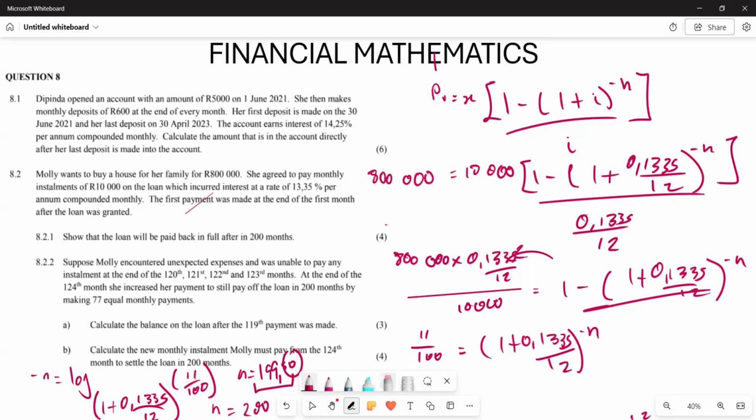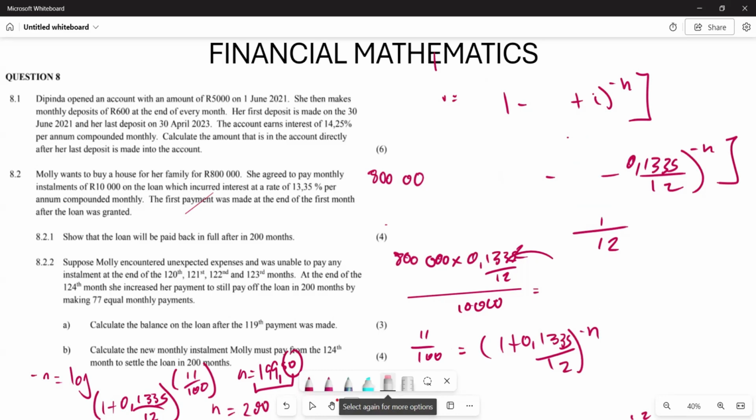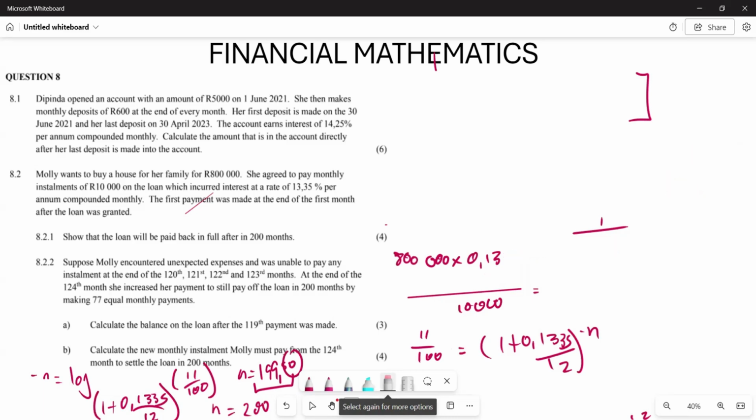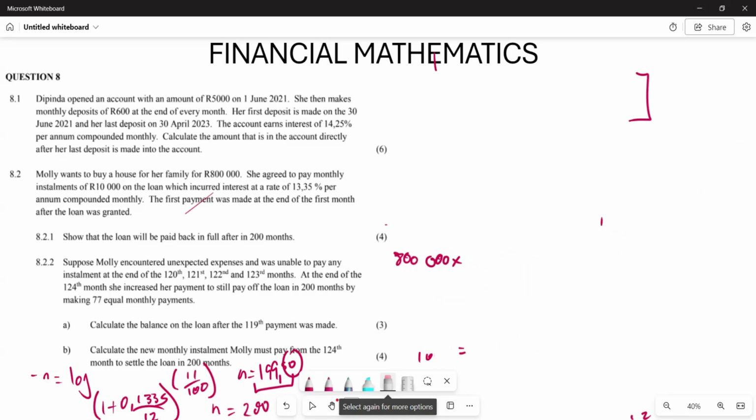Hopefully, all of this makes sense to you now. Let's move swiftly along to 8.2.2 and see what we can do there, right? Let's just make up our space here. Now we are in 8.2.2.